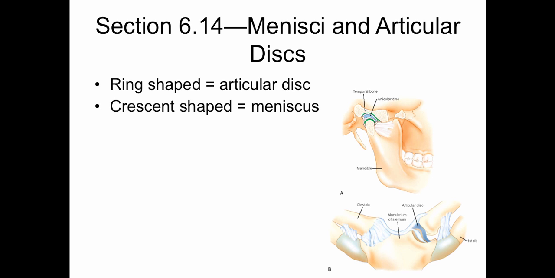Menisci and articular discs are often within the joint. Here we see the ring-shaped articular disc and the crescent-shaped meniscus. By improving the congruence of a joint using a meniscus and articular disc, we help to maintain normal joint movements. They also cushion the joint and act as shock absorbers.